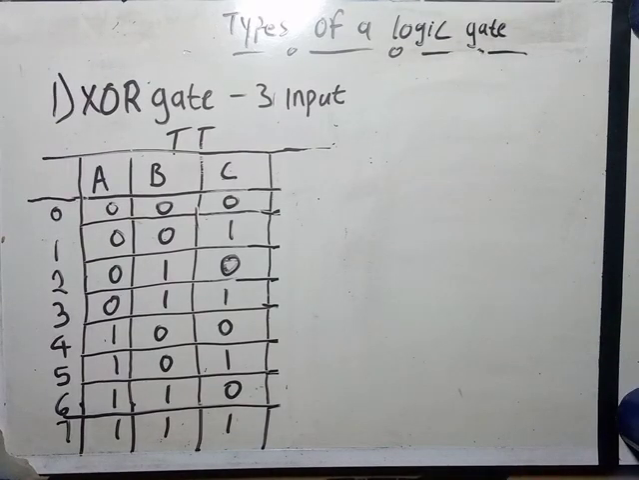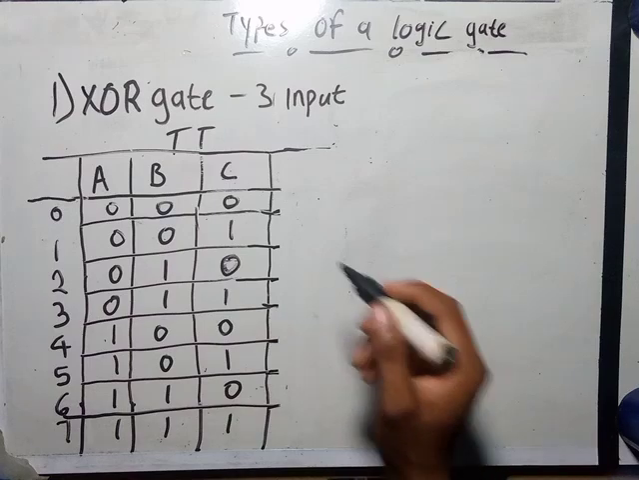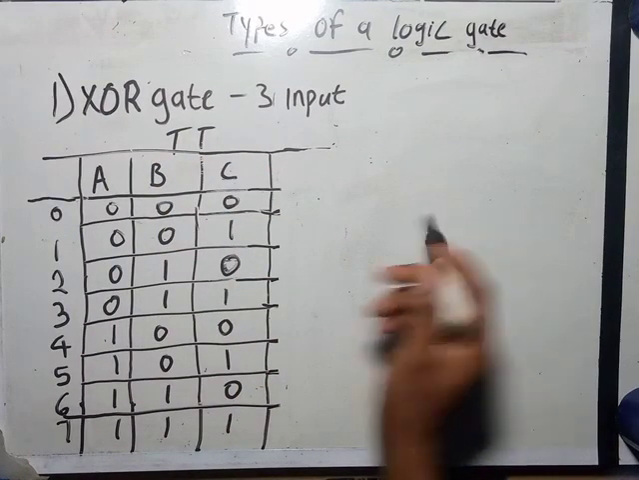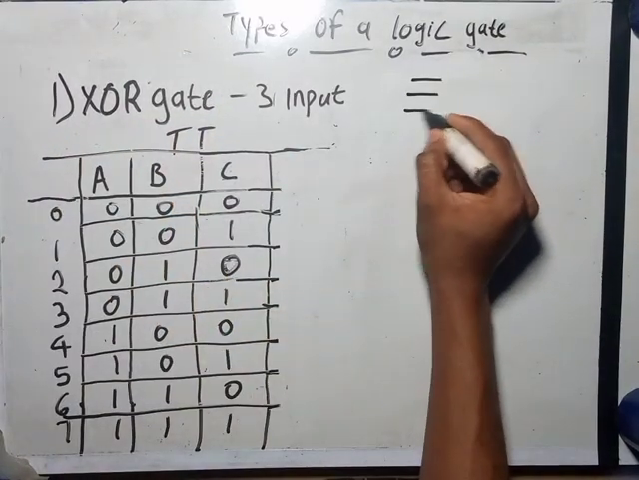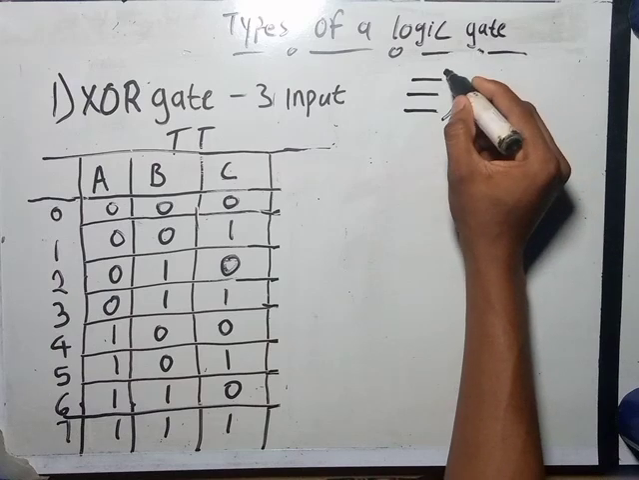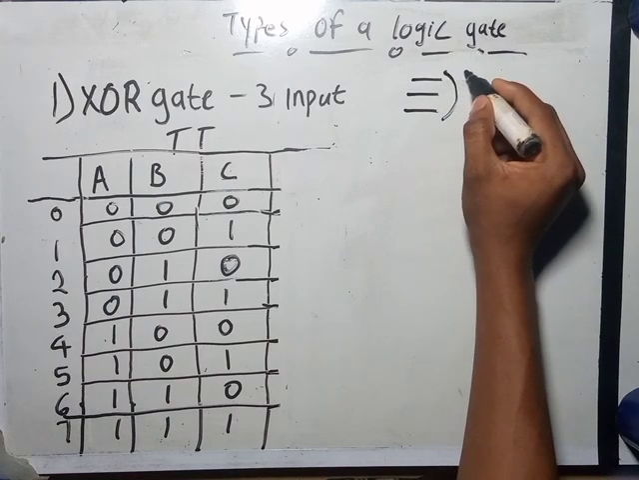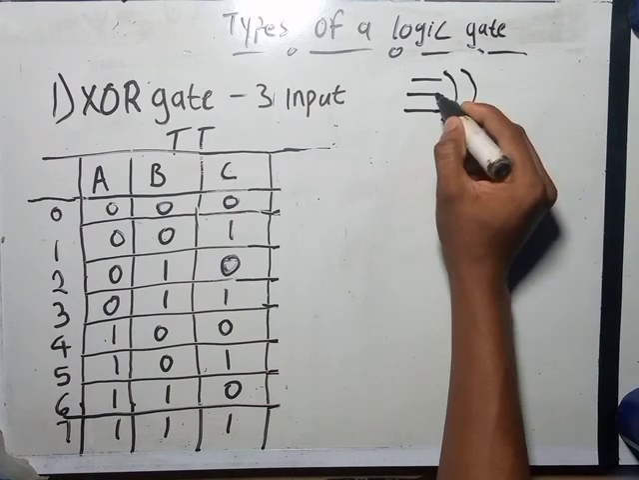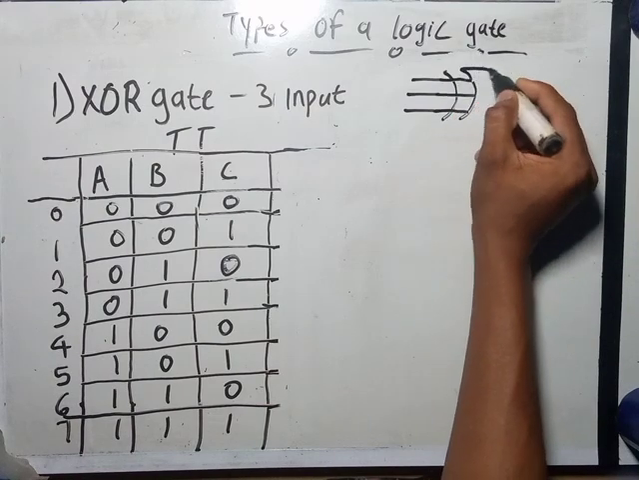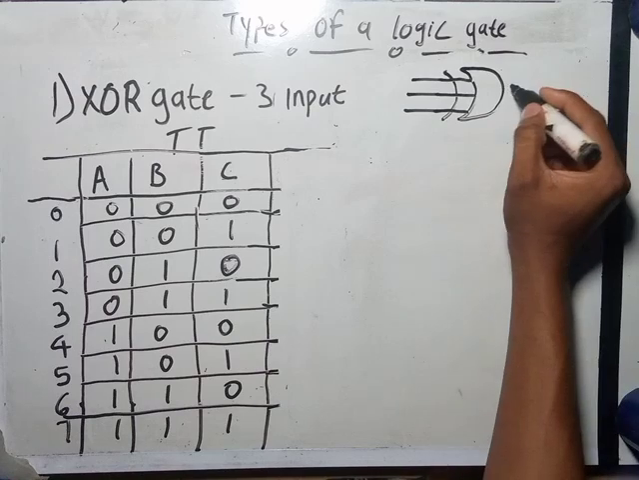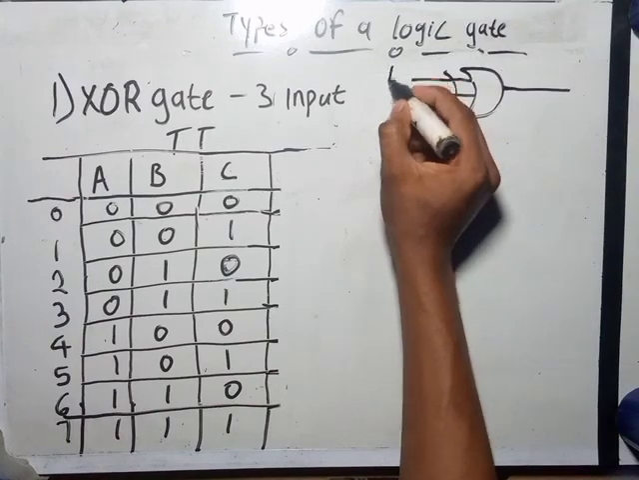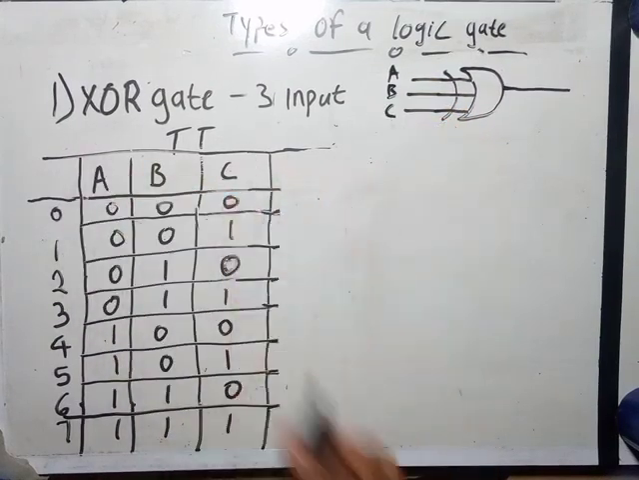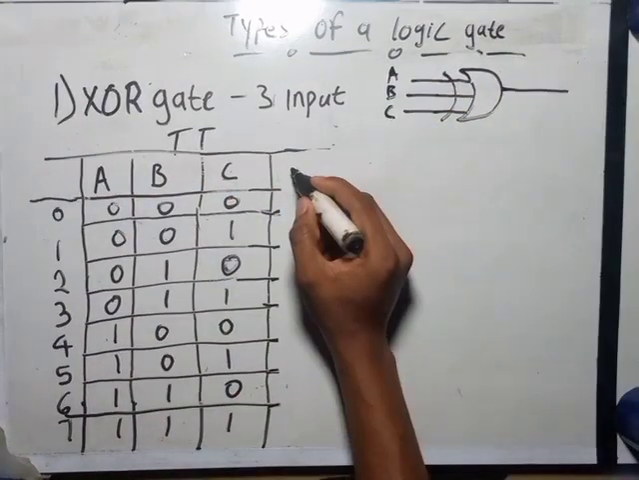Now, for your XOR, our symbol, since we're dealing with OR, means we're going to have a curve. This is the exclusive OR gate. That's what the X stands for, exclusive. So we have 3 inputs, and your exclusive sign first, then your OR gate. We're not dealing with NOR yet. Now these are your inputs A, B, and C, and your output, which is Z.